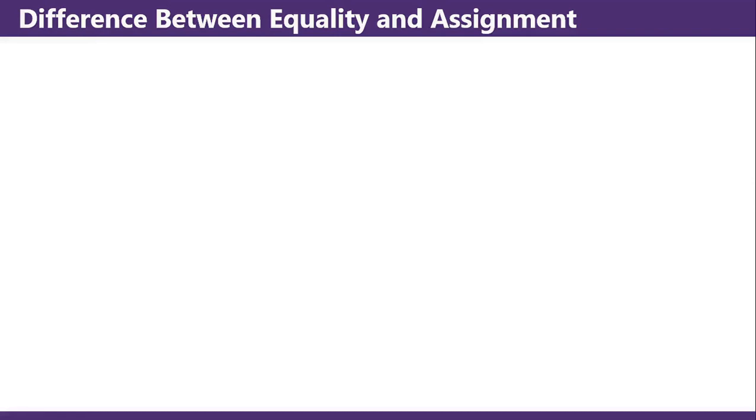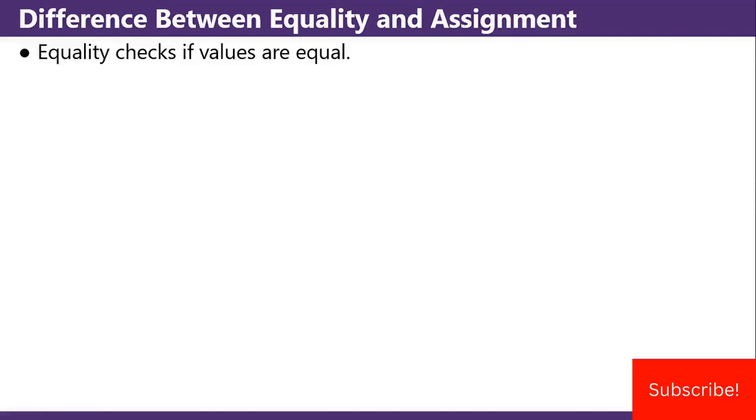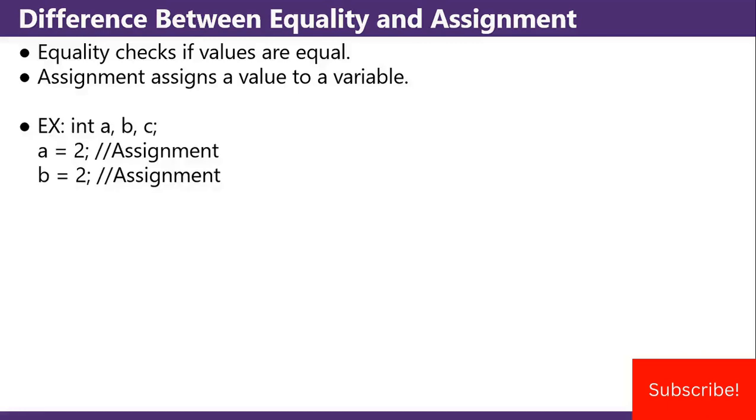The difference between equality and assignment. Equality checks if values are equal. Assignment assigns a value to a variable. a = 2 is assignment, b = 2 is assignment, a == b is equality.